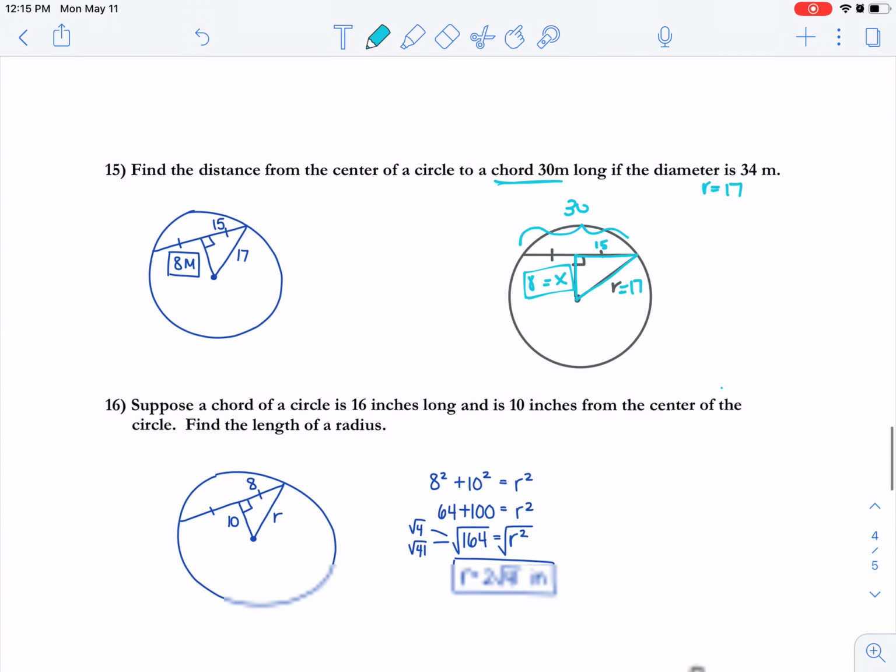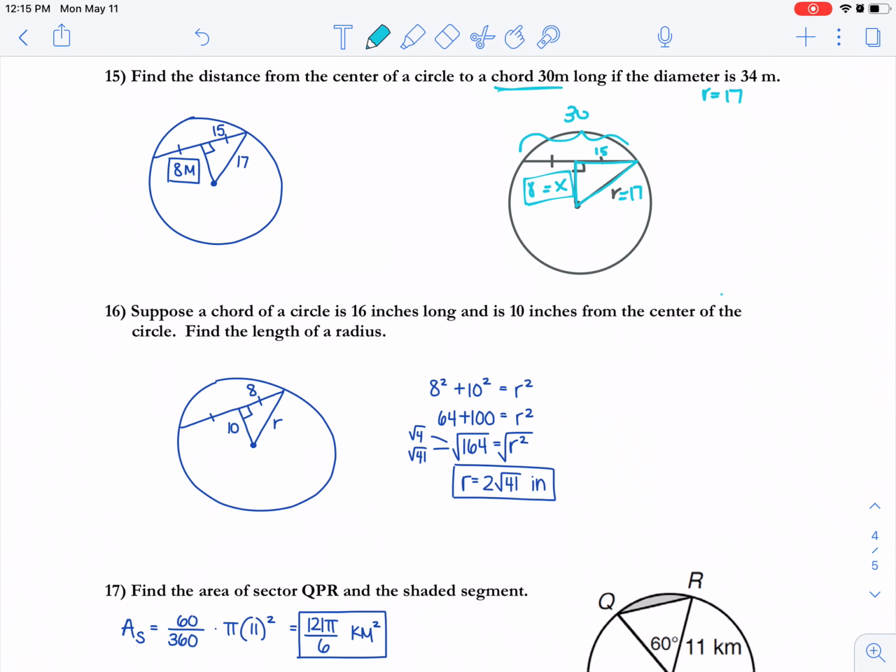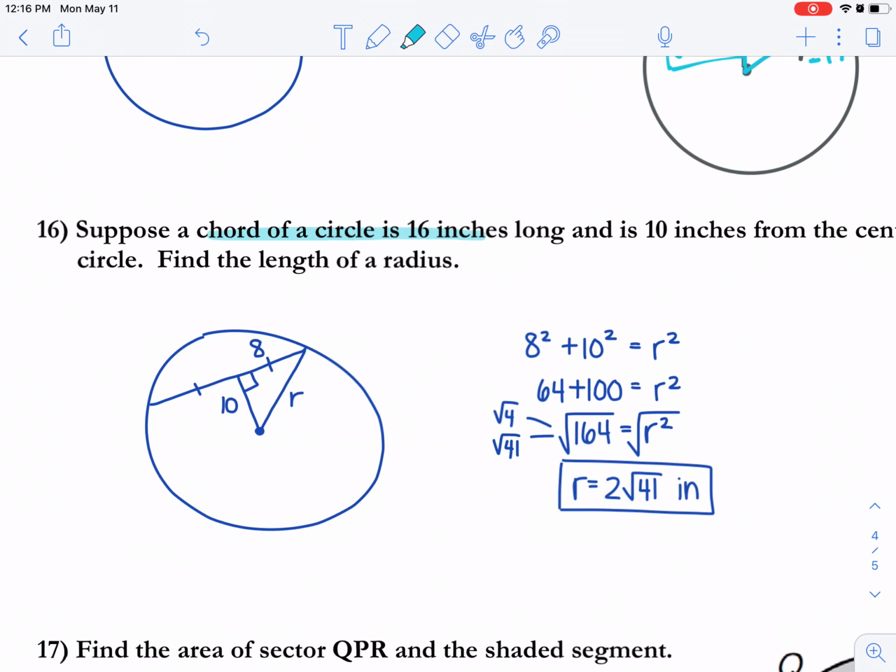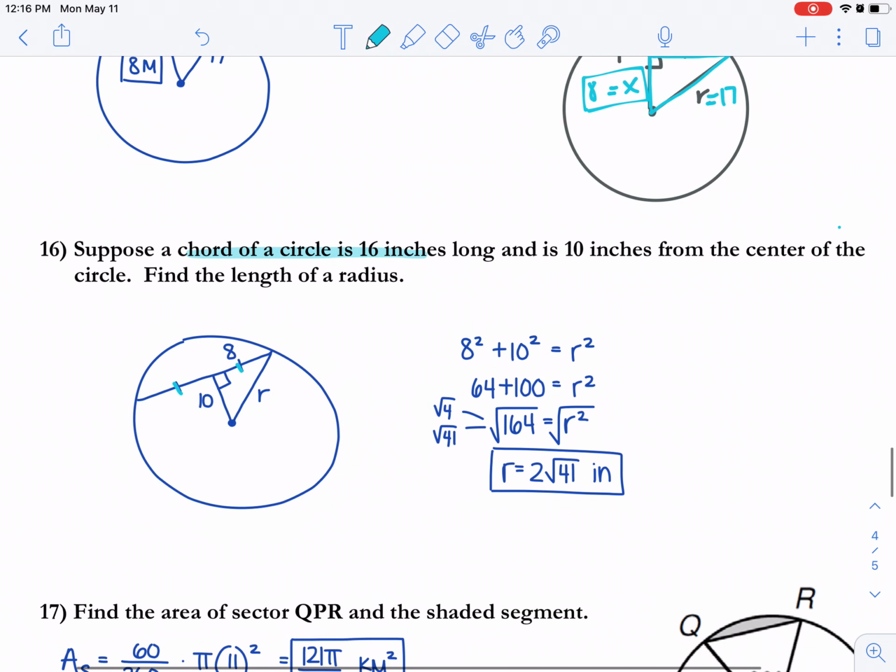Okay, same thing with number 16. Draw the template first and then label everything. They're saying that in number 16, the chord is 16 inches, which means both of these segments are going to be 8 because it's being bisected. The chord is 10 inches from the center. So this part right here is 10, and then they want us to find the radius. So this is Pythagorean theorem.